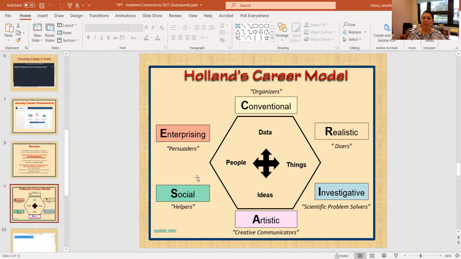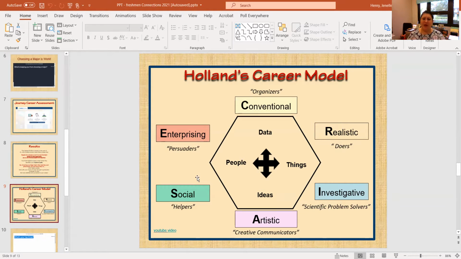So let's start at the top with C. If you have C in your code at any point in time, you are an organizer. You might not like to organize a space, and that's okay. But the way you think through things is very organized. You like to organize your thoughts, you like to organize your data, or you might like to organize your space. So it doesn't necessarily have to be that you're an organizer of your items. It could be an organizer of your thoughts as well.